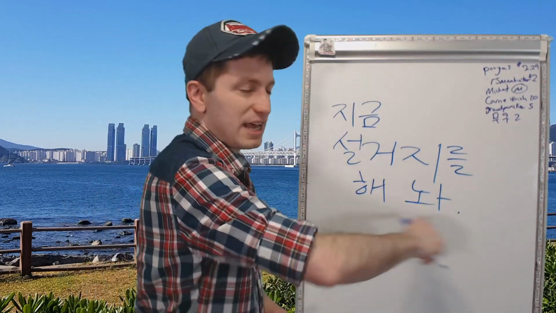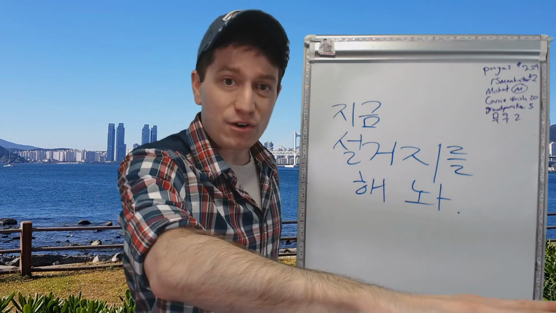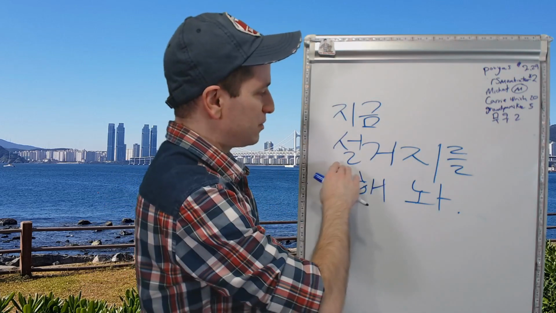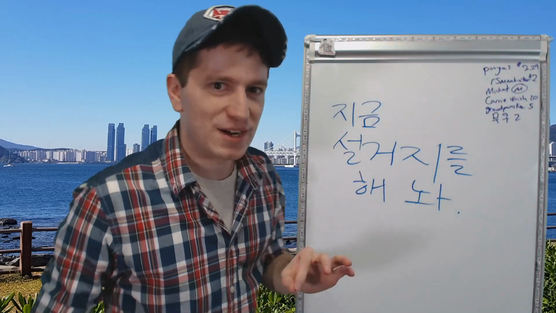지금 설거지를 해놔. Do the dishes now for later. So take care of the dishes right now and then leave them clean. 지금 설거지를 해놔. Do the dishes now for later. Like take care of them. Do the dishes right now for later.